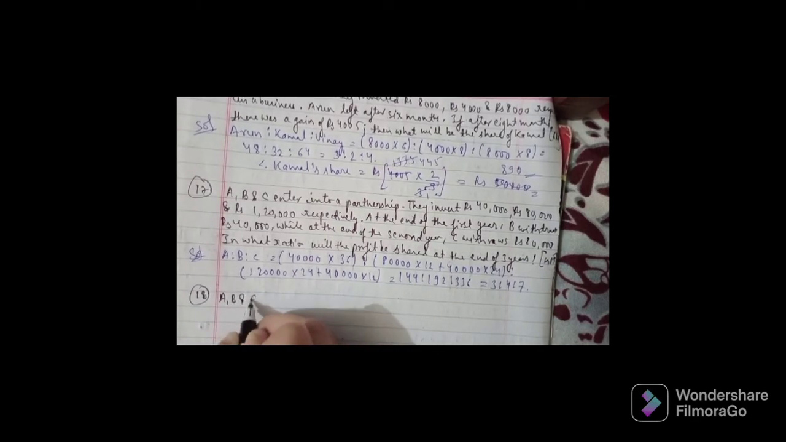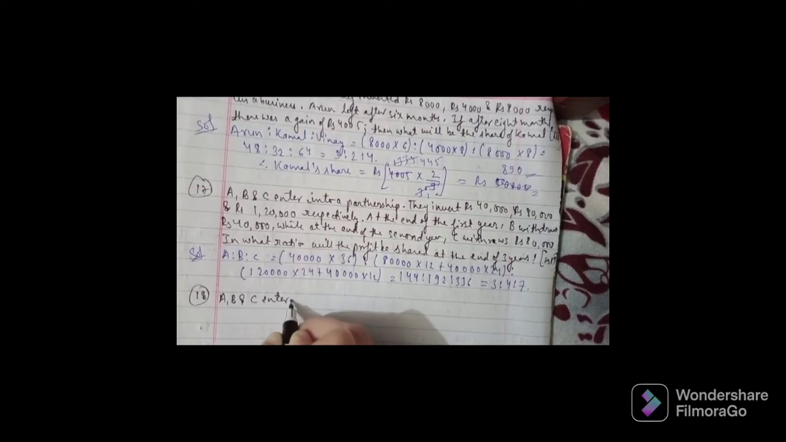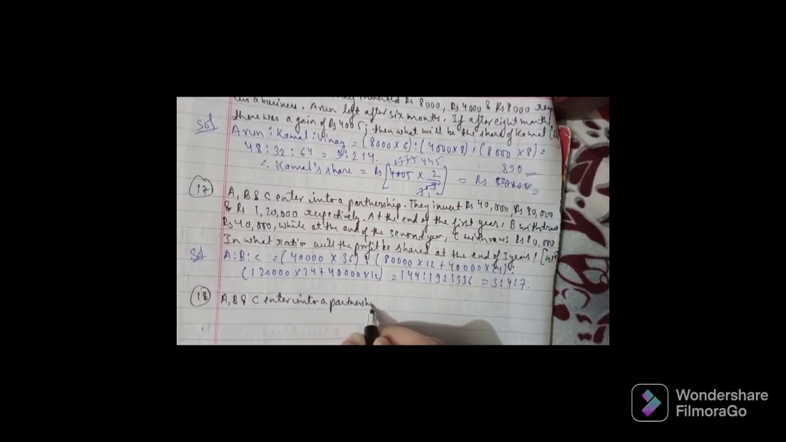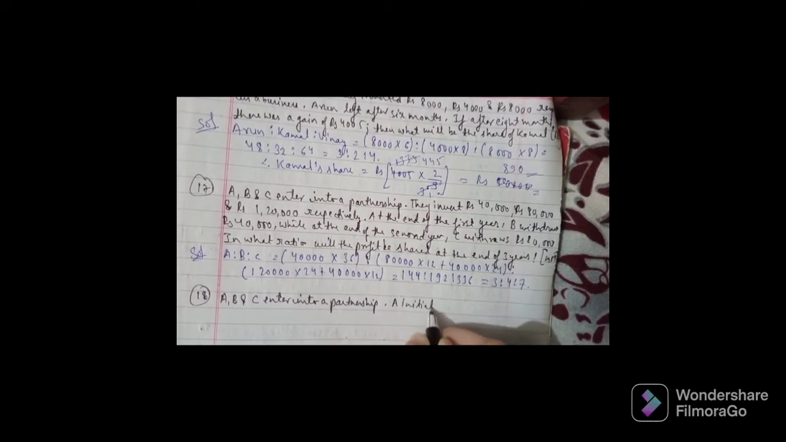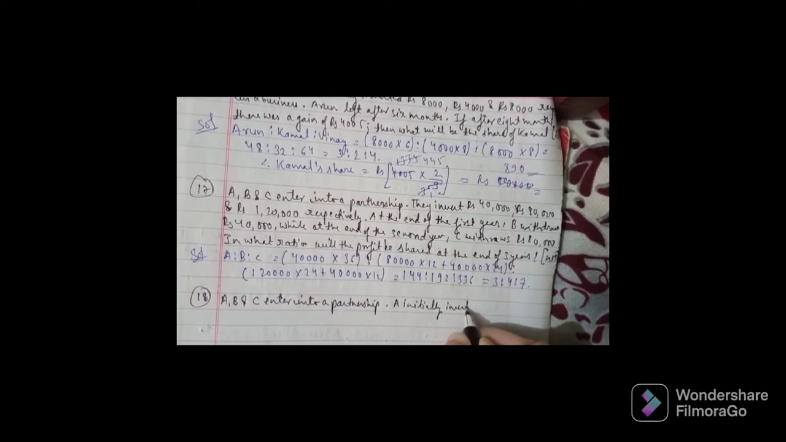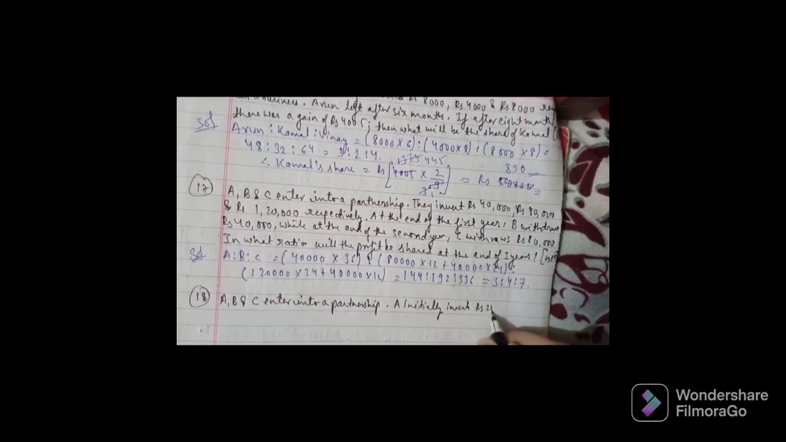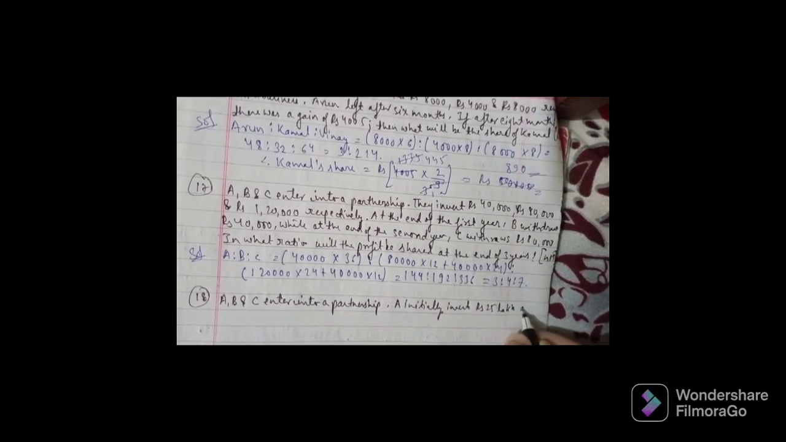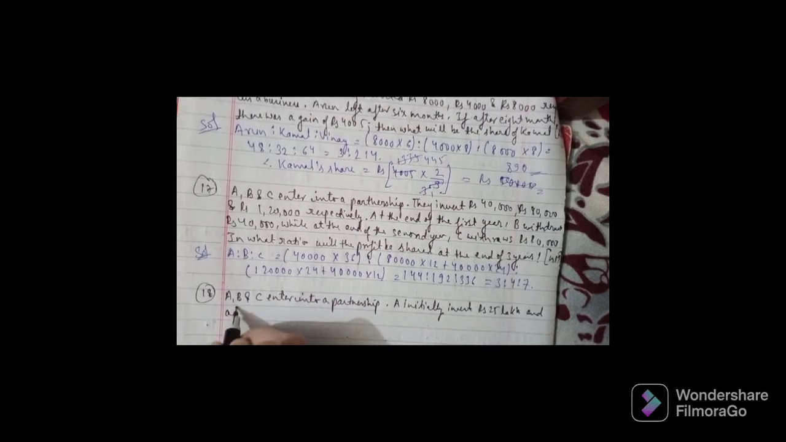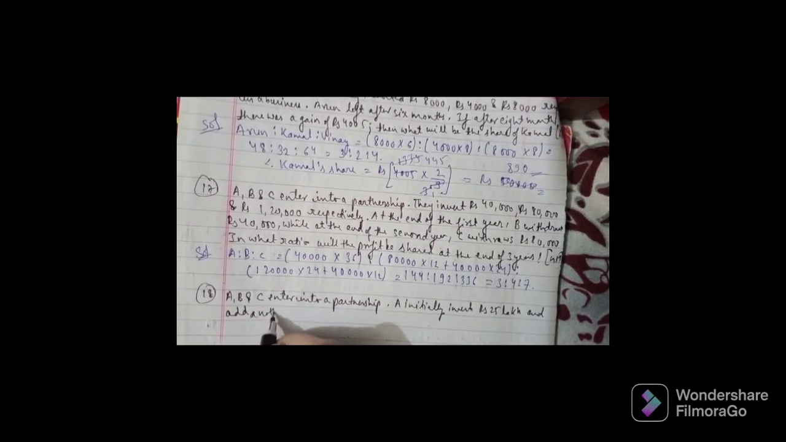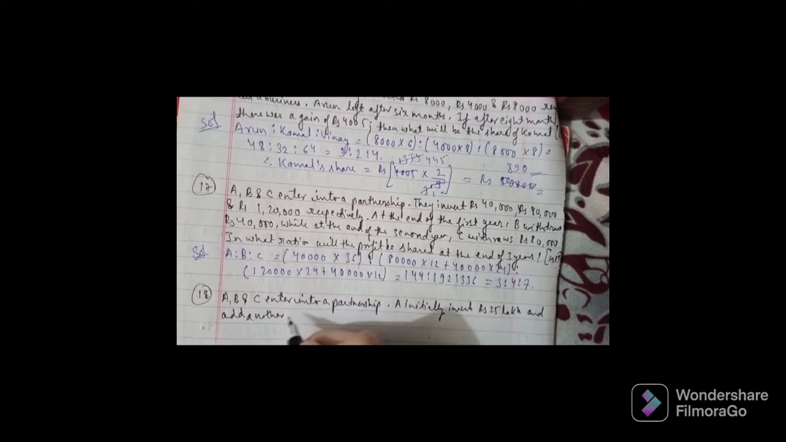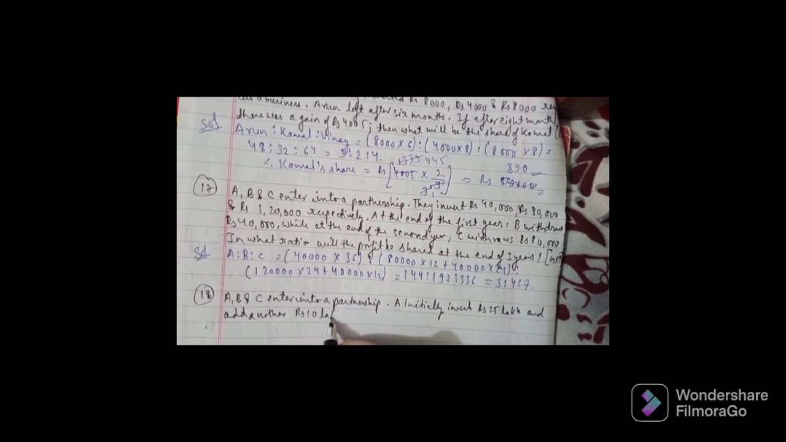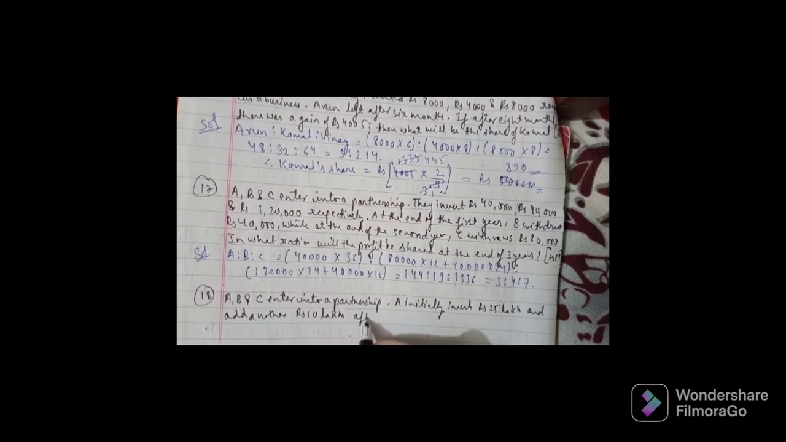A, B and C enter into a partnership. A initially invests rupees 25 lakh and adds another rupees 10 lakh after 1 year.